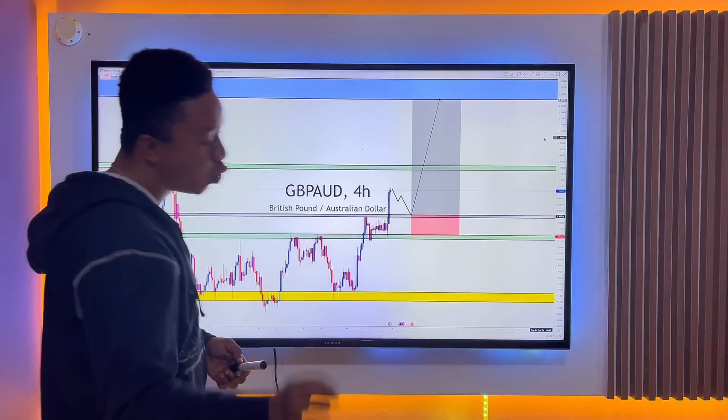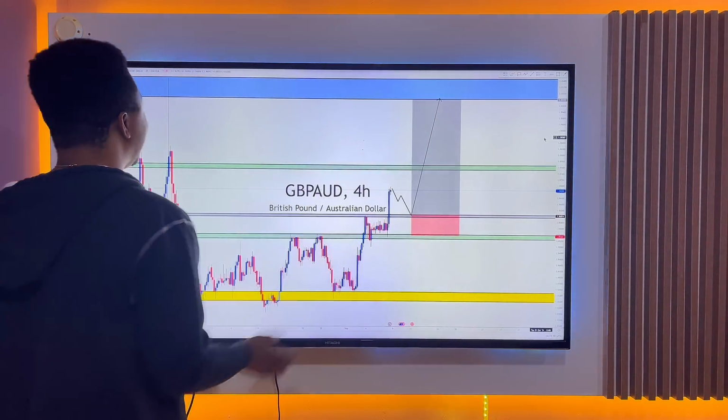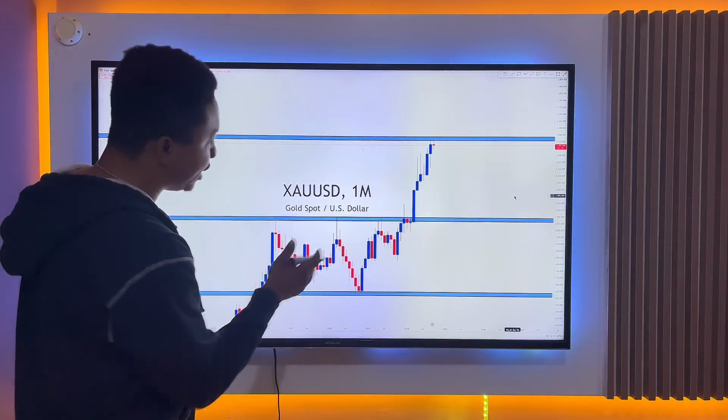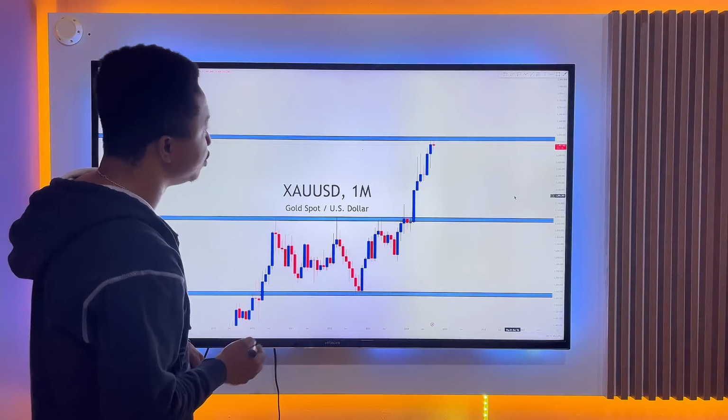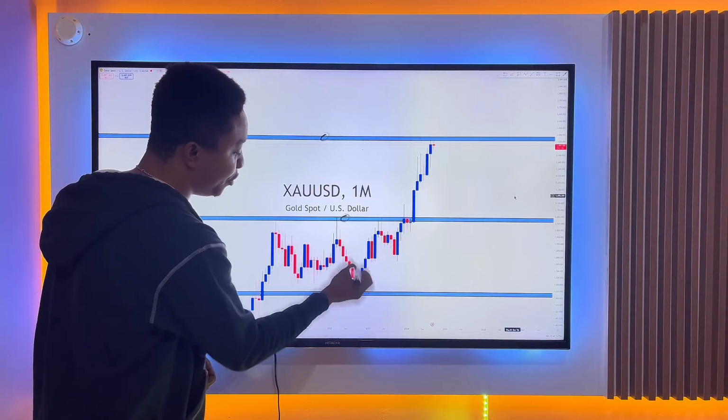Now let's go to the next pair. It is going to be gold. So let's go to gold and then end the analysis on gold. All right, so this is gold here on the monthly time frame. Now gold on the monthly, let's put meaning into it. We have the monthly upper zone, mid-range zone, and then lower zone.